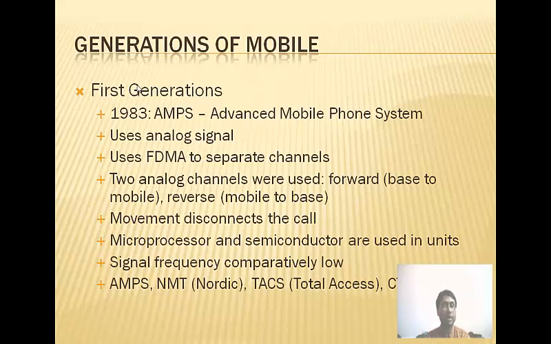So at this point there is only analog. Two analog channels are used: forward, this is base to mobile; reverse, mobile to base. I think during the call, if the sender or receiver moves, the call got disconnected. So it's still using a wireless medium, cell phone technology, but movement was not allowed much. And the phone units started to use microprocessors and semiconductors. Signal frequency comparatively low. Some examples are AMPS, NMT, NORDI, Total Access Communication System, CT1.